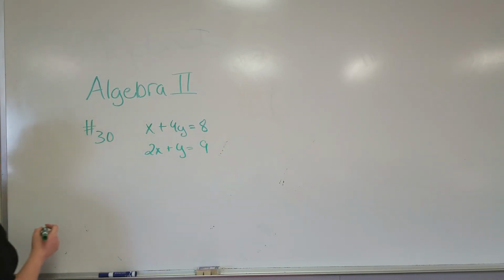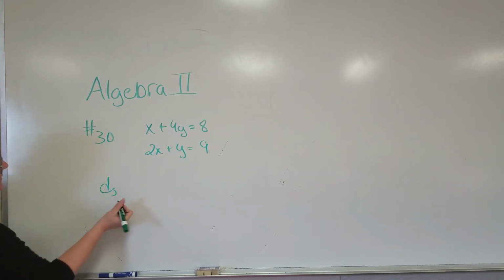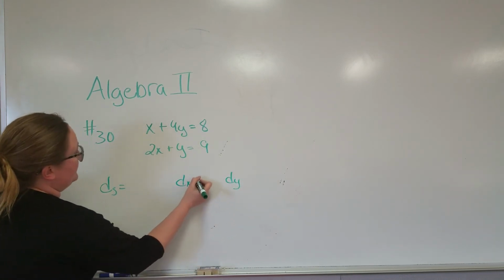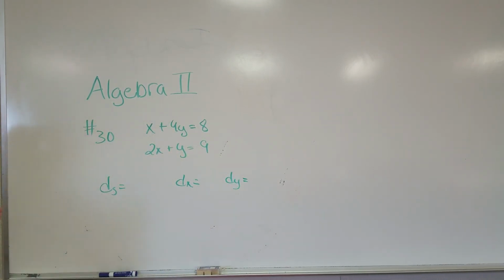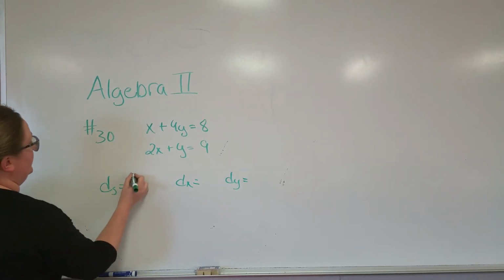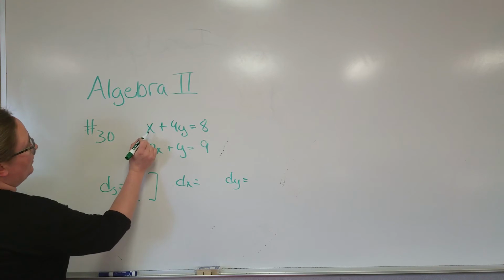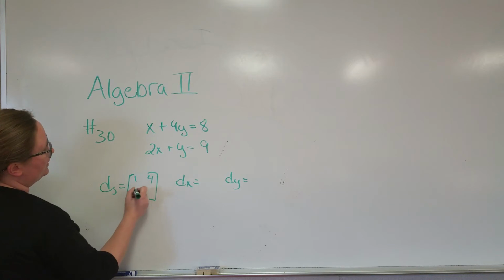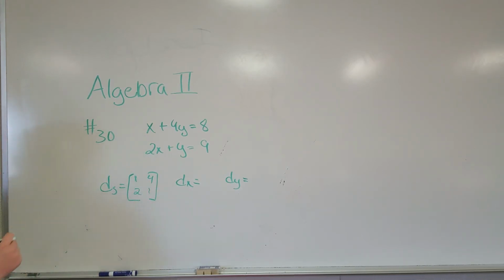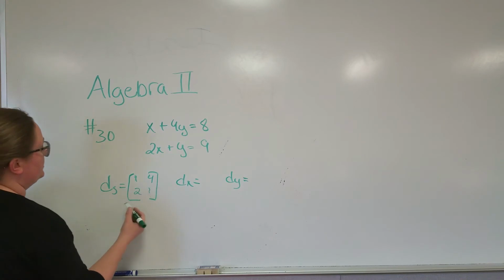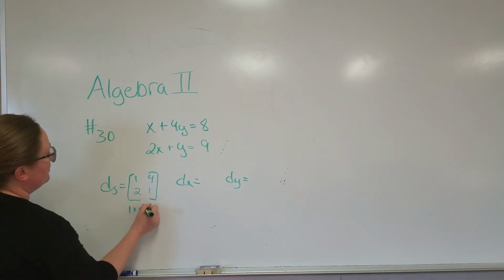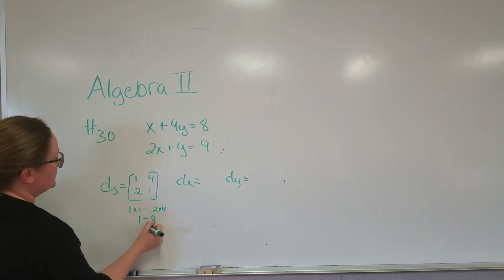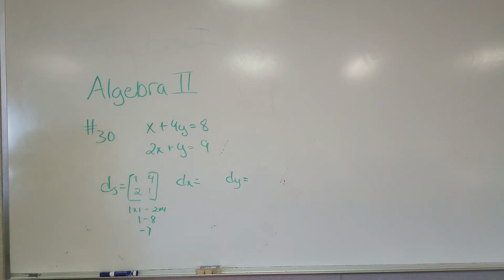All right, so you're finding two determinants. You're going to find the system determinant, the x determinant, and the y determinant. For the system determinant, you take the coefficients on x and y. So you would take 1 and 4, 2 and 1. To solve these, you multiply across and subtract. So this would say 1 times 1 minus 2 times 4. So 1 minus 8 is -7. -7 is the system determinant.